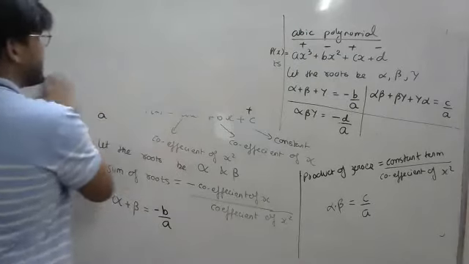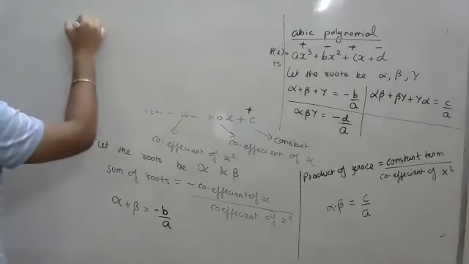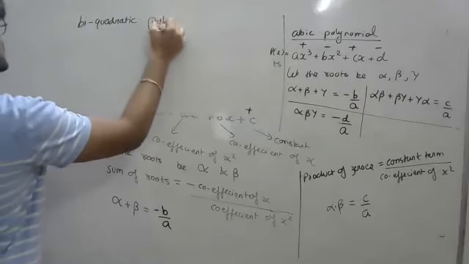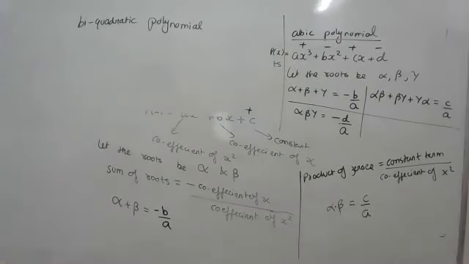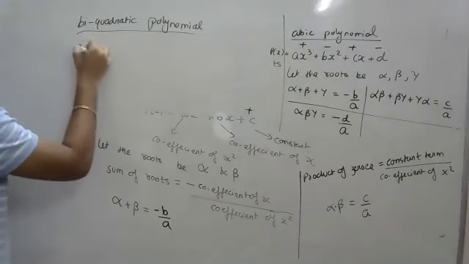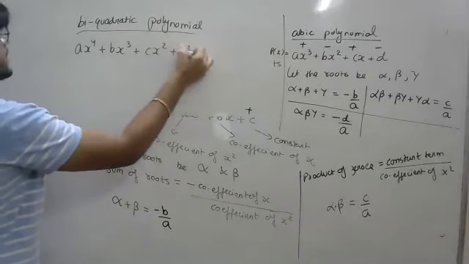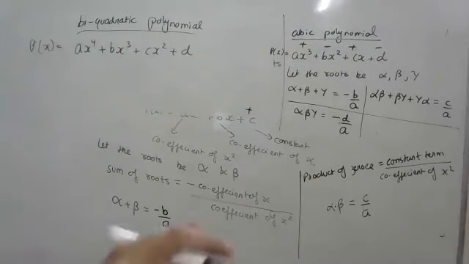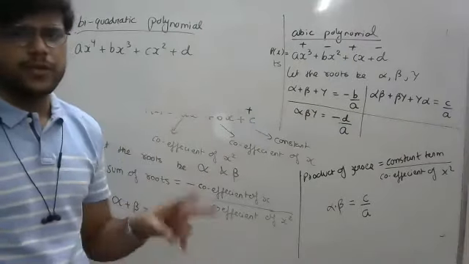From this pattern, you can find the relations for a biquadratic polynomial also. If you understand the pattern, it will be helpful. Suppose the biquadratic is ax raised to 4, bx cubed, cx squared, and d. This would be your polynomial. Now I'll just give you two relations. Here there are 3 relations, there will be 4 relations, but we don't need all of them. We'll understand 2 relations.